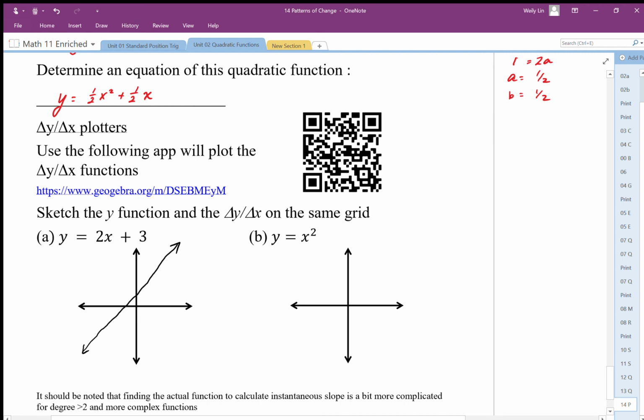This one here is a quadratic function, and we know that the change function, or the rate of change function, is going to be a linear function. We've done this one already, but I want you to use a plotter to plot these.